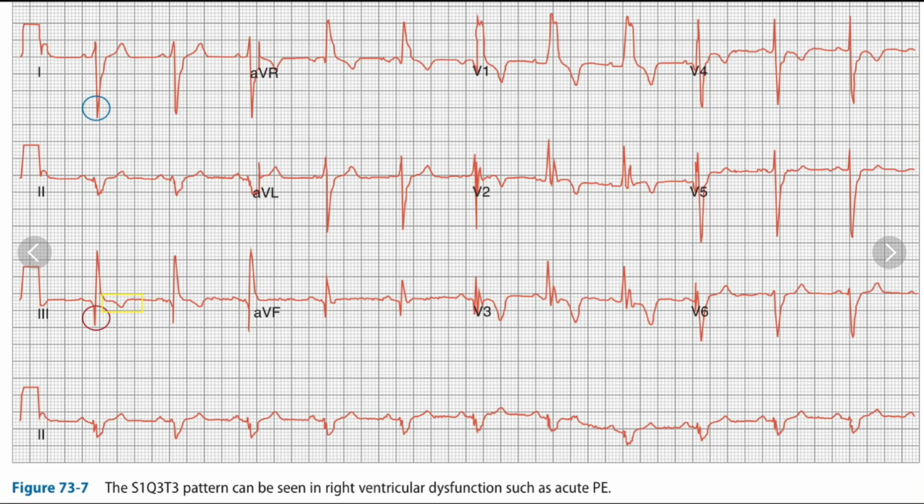Here we can see that the S wave is prominent in lead 1, then the Q wave is prominent in lead 3, and T wave inversion is there. This is the T wave inversion, and it will be there in lead 3 only. So this is the S1Q3T3 pattern.